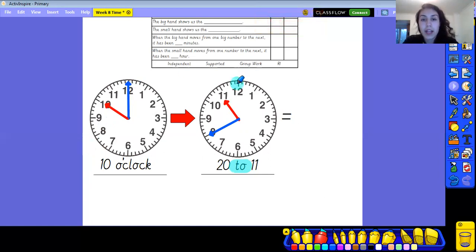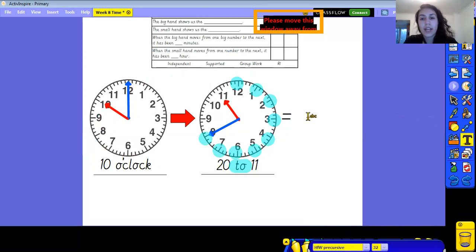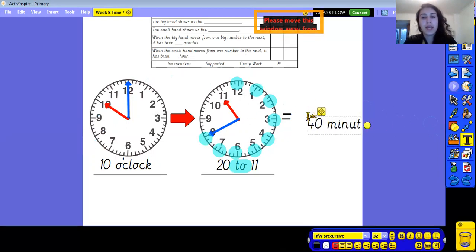So from here, counting in our 5s to see how many minutes have gone by. From this point, which is this clock, 5, 10, 15, 20, 25, 30, 35, 40. So we can count that 40 minutes have gone by.